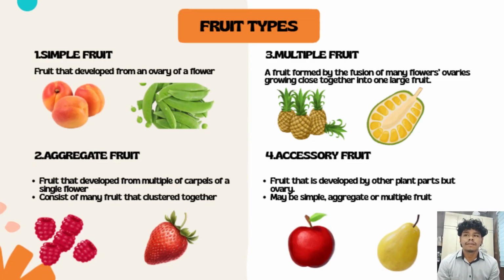Next is fruit types. Fruit has 4 different types: simple fruits, aggregate fruits, multiple fruits, and accessory fruits. Simple fruits develop from an ovary of a flower. Aggregate fruits develop from multiple carpels of a single flower, consisting of many small fruits clustered together. Multiple fruits are formed by the fusion of many flowers' ovaries, growing close together into one large fruit. And the last one is accessory fruits, which develop from plant parts other than the ovary, and may be simple, aggregate, or multiple fruits.